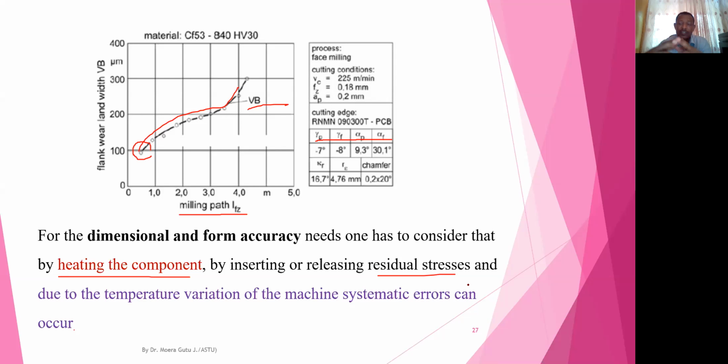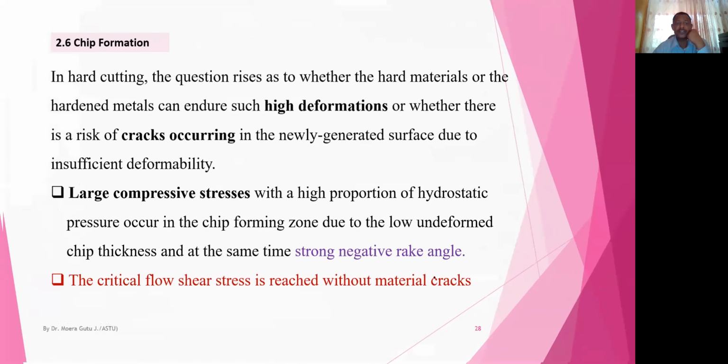It will facilitate easy removal of the chips from the hard workpiece material. So heating the workpiece material, heating the component, is one technique to reduce tool wear or to allow easy material removal in hard milling operation. This will help in reducing residual stresses formed during machining.